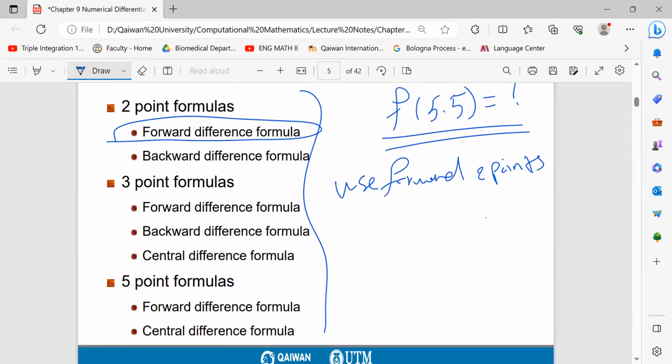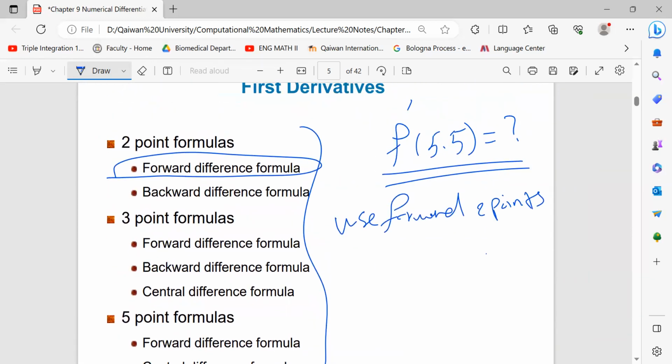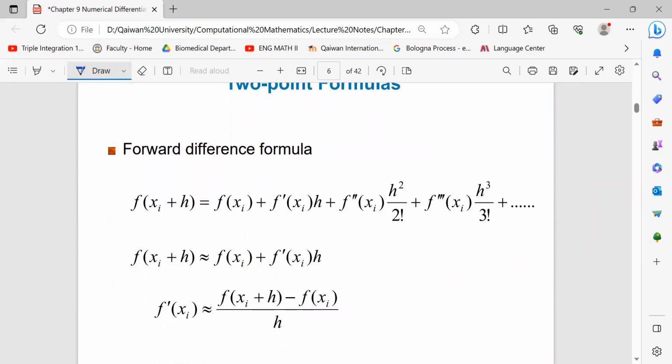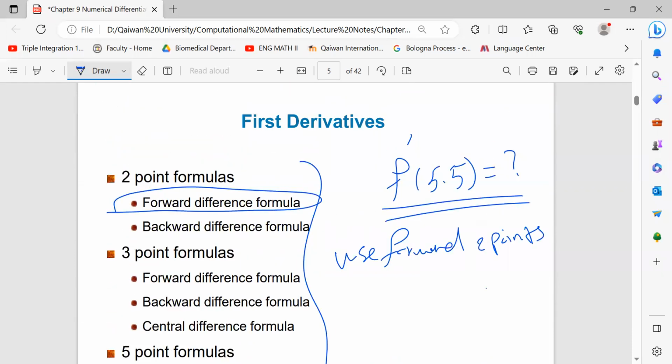Okay, so for the first derivative, we have 2 points, 3 points, and 5 points. And for each of these, we have some methods. For example, for 2 points, we have forward and backward. For 3 points, you have forward, backward, and central. And for 5 points, you have forward and central. We have no backward for the last one, and for the first one, we have no central. Look, for the two point formulas, we have forward and backward, as I said above. We have two methods, forward and backward.